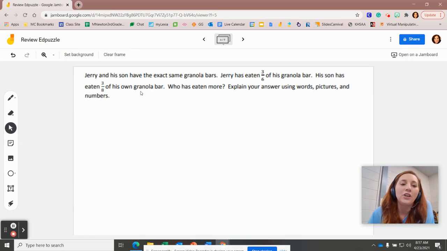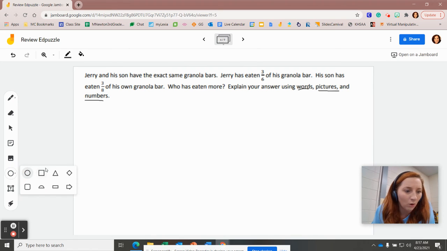Okay, Jerry and his son have the exact same granola bar. Jerry has eaten 3/6 of his granola bar. His son has eaten 3/8 of his own granola bar. Who has eaten more? Explain your answer using words, pictures, and numbers. Look at this part. Words, pictures, numbers. If you only use one of these 3, you have not answered the whole question. So you have to do all 3 things.